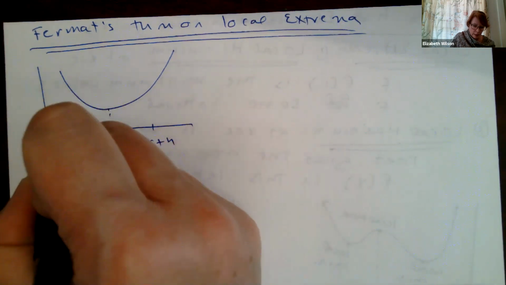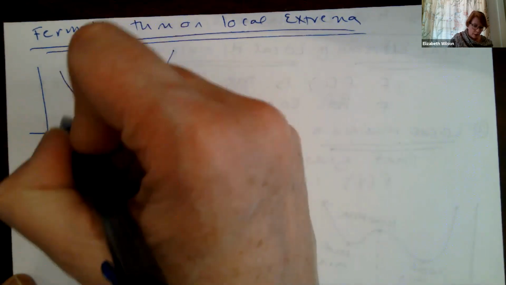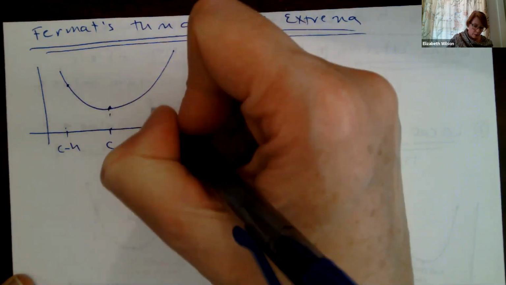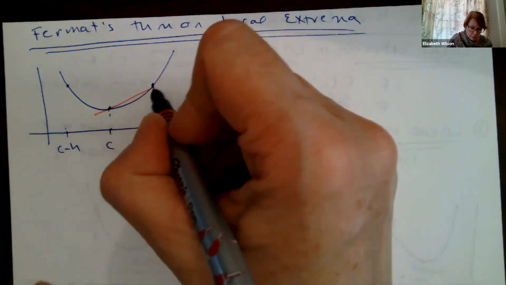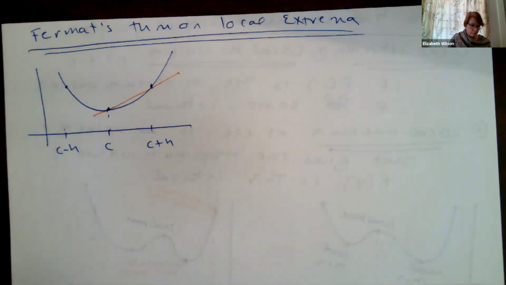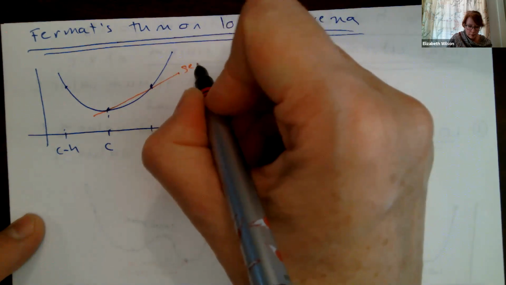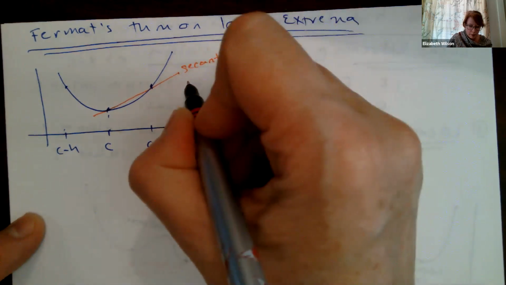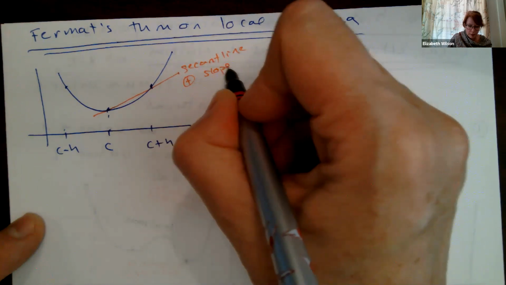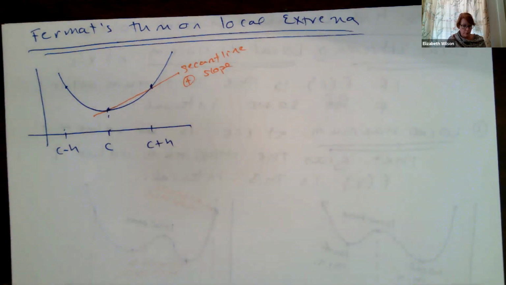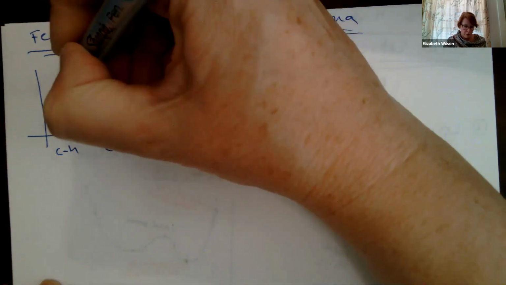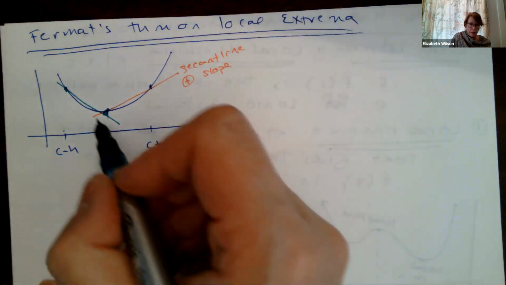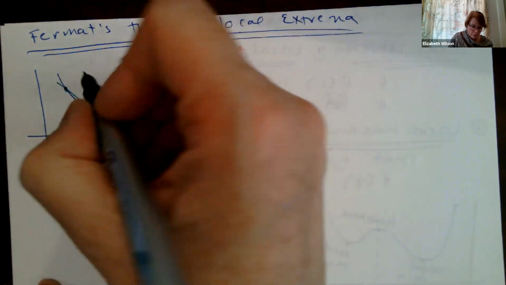And I do a secant line on both sides. So let's say I've got a value here, a value here. Let's say I've got a secant line between c and c plus h, and the secant line has a positive slope, right? You can see it's an upward increasing function. If I draw a secant line from c minus h to c, my secant line has a negative slope.